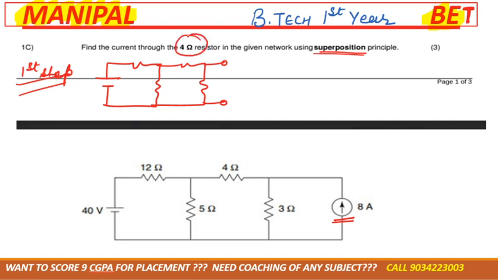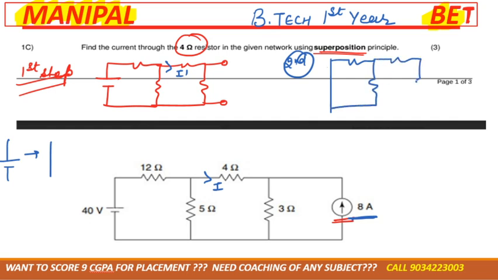So now they have asked you to calculate the current I dash. So mark I over here, then it will be I dash. Now in the second step, we have to take the second source and kill all other sources. Killing a voltage source means it must be short circuited, and we have to take this 8 ampere source. Correct? So 12, 5, 4. Now we need to calculate I double dash over here.